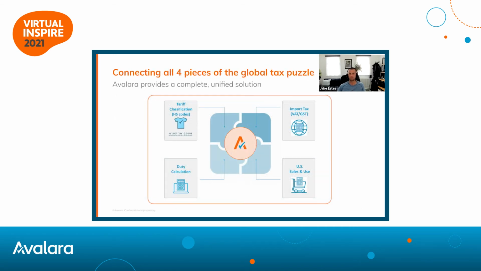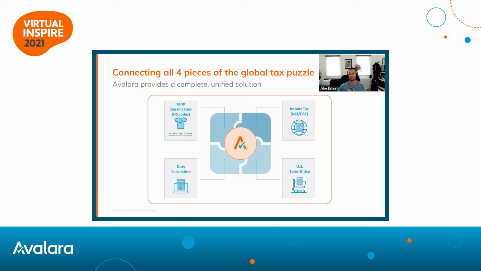Now, what Avalara aims to solve is all of these problems, and that's through four different pillars, four different considerations in the context of international taxation. First off is tariff classification: how is the T-shirt that you sell, what is it made of, who is it for, right? And what is the HS code for the countries that you are shipping it into? And that makes sure that your taxes are correct and that your paperwork is correct.